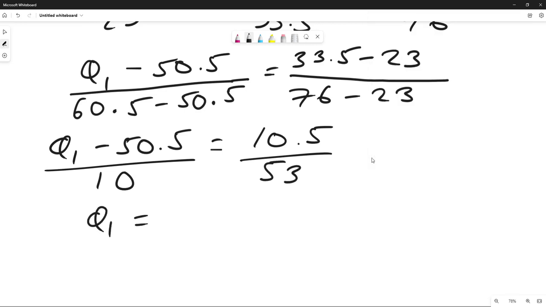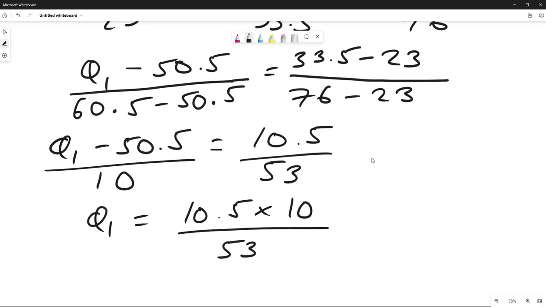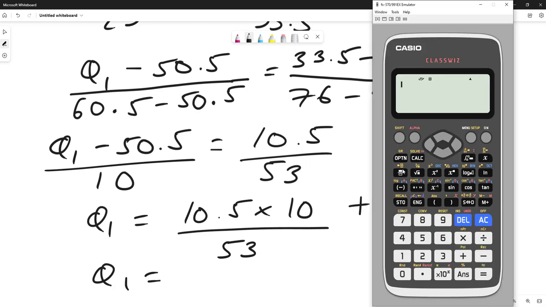Rearrange for Q1. So we do 10.5 times 10 over 53 plus 50.5. So we can say that we get 10.5 times 10 over 53 plus 50.5, like so, and then we get an answer of 52.5.